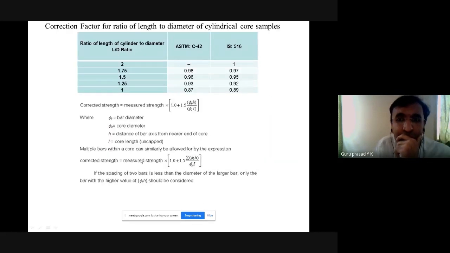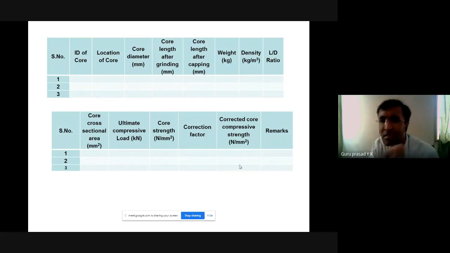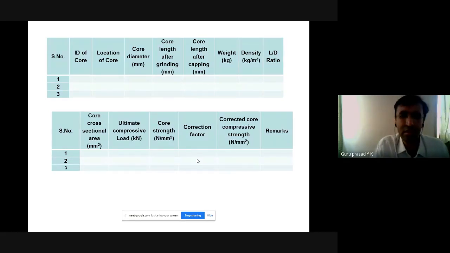Then you apply the correction factor and find the corrected core compressive strength. And in case, whatever you have observed in the test, the core concrete that has been extracted has crumbled suddenly, you can put that in the remarks. It means the concrete is not stable; you can put that across in your remarks.